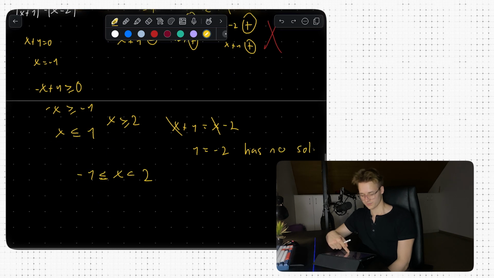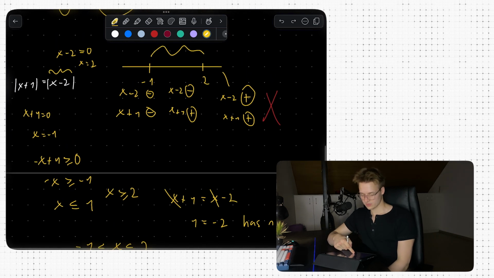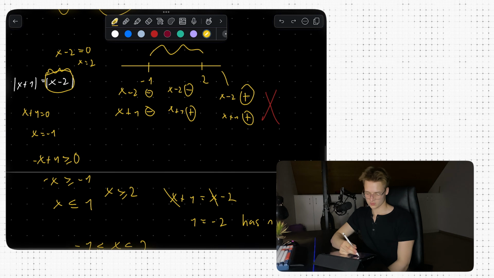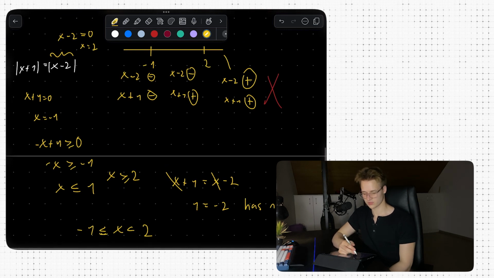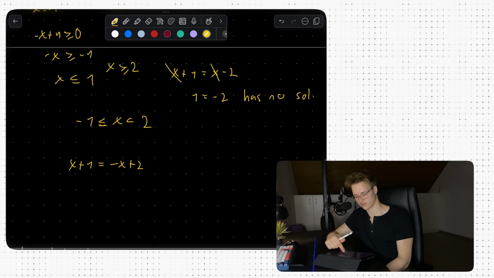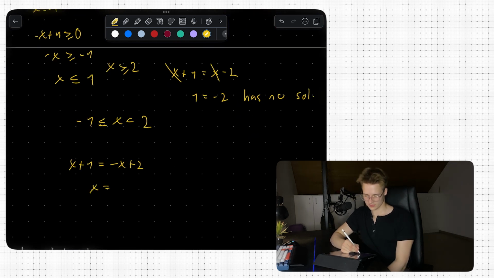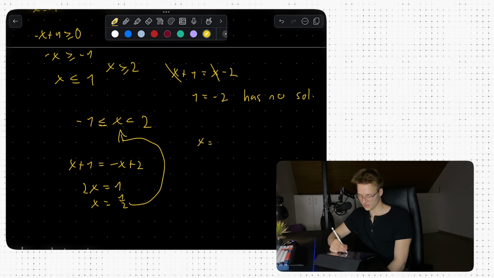Then what's going to happen here? When x is between minus 1 and 2, this one is going to get a negative sign, and this one will just remain positive. So we're going to have x plus 1 equals minus x plus 2. We just change the signs of everything inside the absolute value. In this case, 2x is going to be equal to 1, so x is going to be equal to 1/2, which is in this range. So x equals 1/2 is a valid solution.